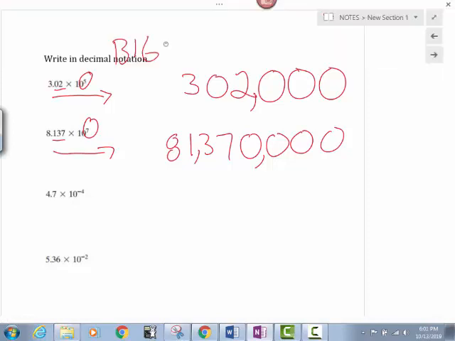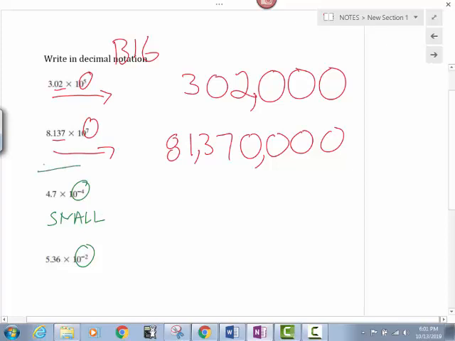Okay, so the next two, notice my exponents are negative. Those numbers are going to be small, right? So remember, I'm going to go 4 spaces, but to the left. I ask myself, how many numbers do I already have to the left? I already have 1. And if I have to have a total of 4, that means I need 3 zeros and then my 47. Look, 1, 2, 3, 4. There we go.